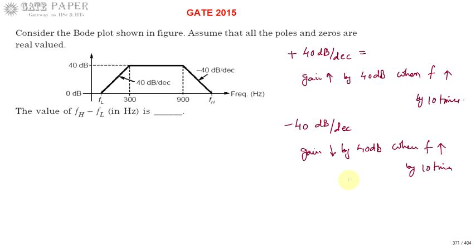So decade means 10 times. If frequency increases by 10 times, plus 40 decibels per decade gives a 40 decibel increase in gain, and minus 40 decibels per decade means gain reduces by 40 decibels whenever the frequency changes by 10 times.